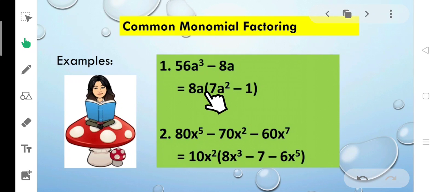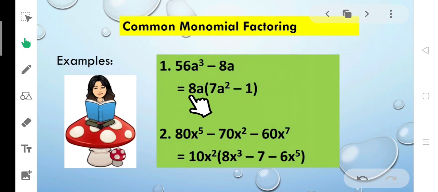Remember, in dividing polynomials with the same variable, just copy the variable and subtract the exponents. So this one, a has an exponent of 1. So 3 minus 1 is 2. Then for the second term, negative 8a divided by 8a, that is equal to negative 1. Take note that when we divide opposite signs, the quotient is negative.